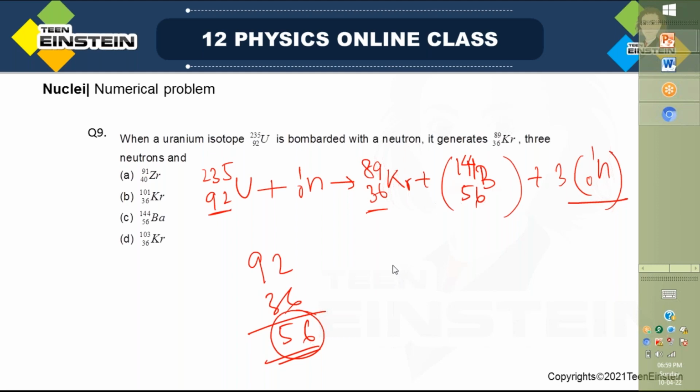So I'll stop it here. We'll meet on Wednesday, and that day we'll start a new chapter, that is semiconductors. In semiconductors also, there are many good problems and many good concepts. We'll be discussing diodes and transistors, and applications of diodes and transistors also. So we'll start that chapter on the next day, on Wednesday.